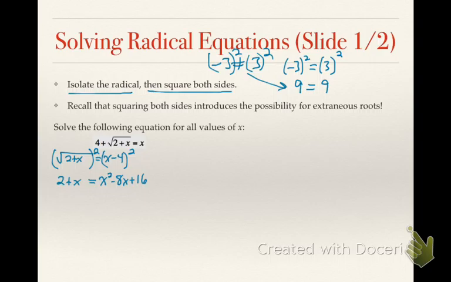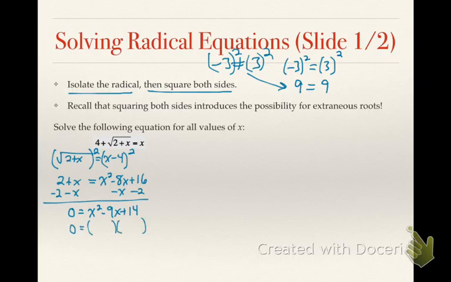Notice this gives me a quadratic equation. So to solve this, I must make it equal to 0. So I'm going to subtract x from both sides and subtract 2 from both sides. That leaves me 0 is equal to x squared minus 9x plus 14. Don't forget that equals 0. If you forget that equals 0, then you're missing part of your work.